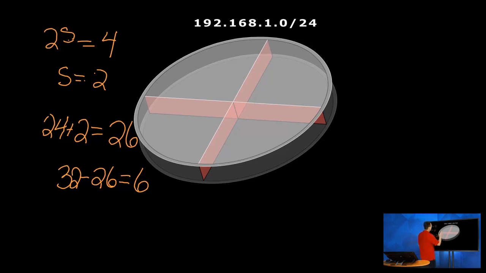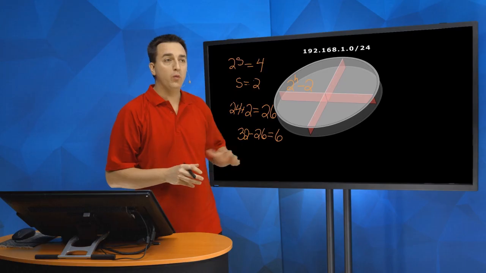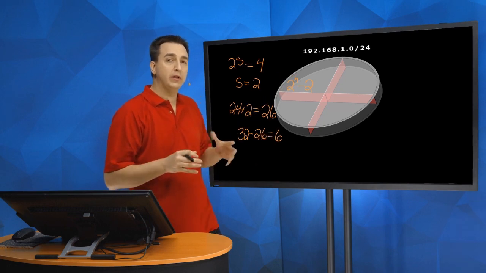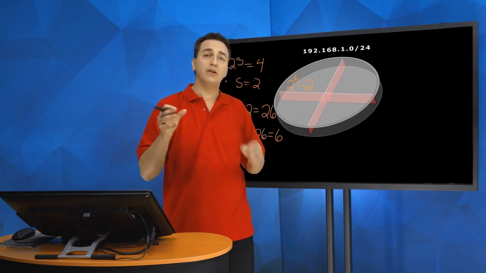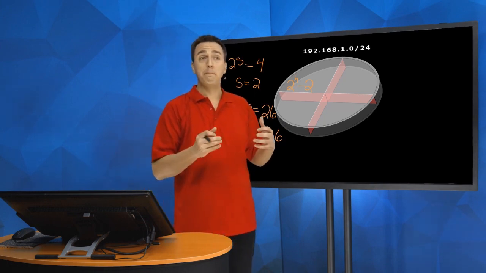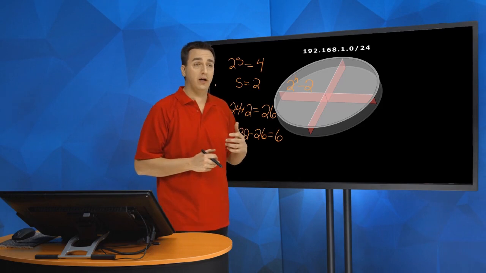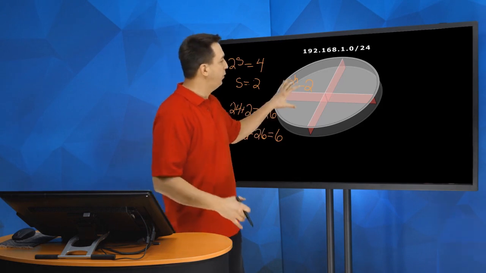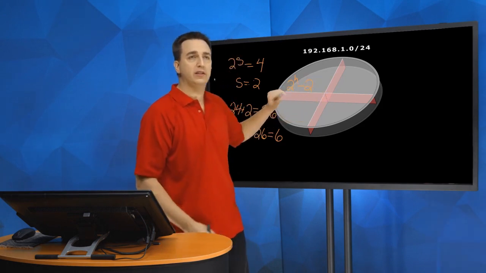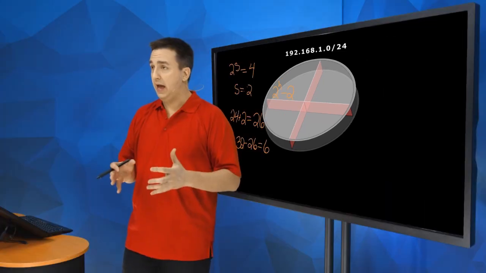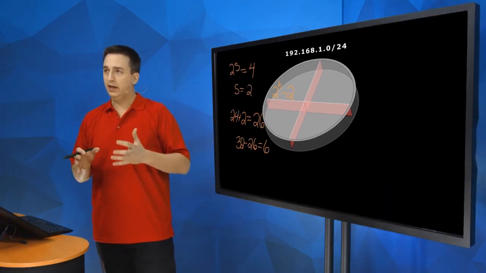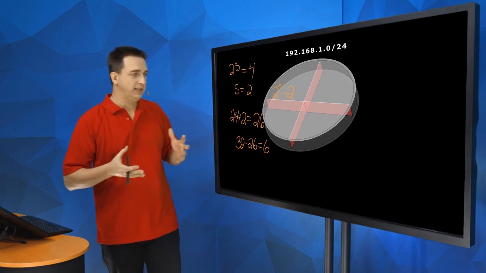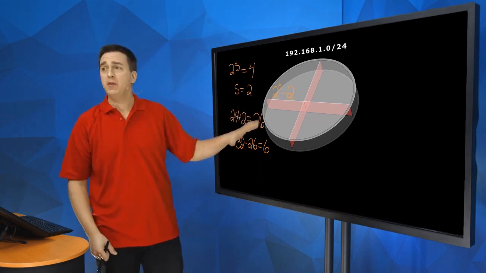The equation we use for hosts is 2 to the power of h minus 2, where h is the number of host bits left over. In this case, h is 6. So 2 to the power of 6 is 64, minus 2 gives us a grand total of 62 available hosts in each of these subnets. So we now have 4 subnets, each a /26, with a total of 62 hosts in each. But the next phase is to identify the subnet IDs.